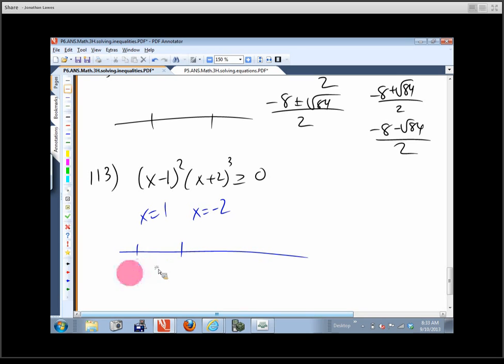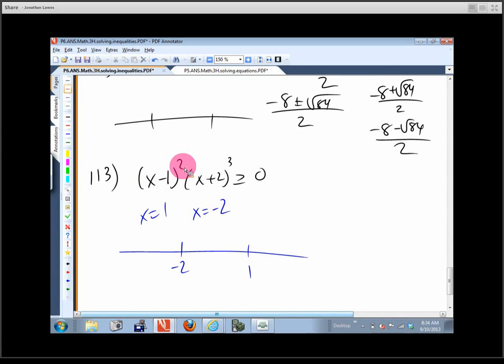Let me move these around so we've got more space. This looks like it should be worse than some of the problems we've done. Why should this be a relatively easy problem? Now that you know how to do it, take a good look at it. What do you notice about this right here? Okay, it's already factored, so that's great. We didn't have to factor it. What do you notice about this factor right here?